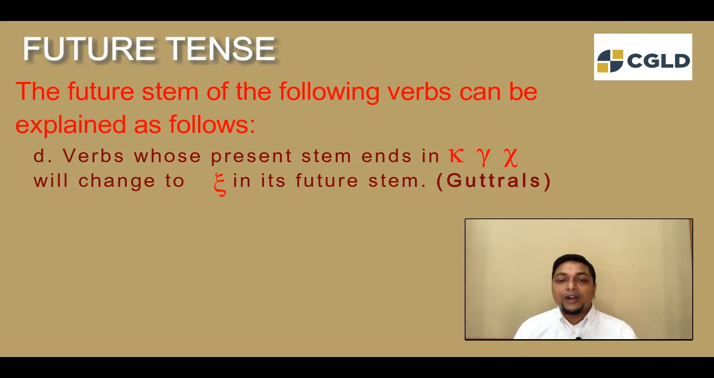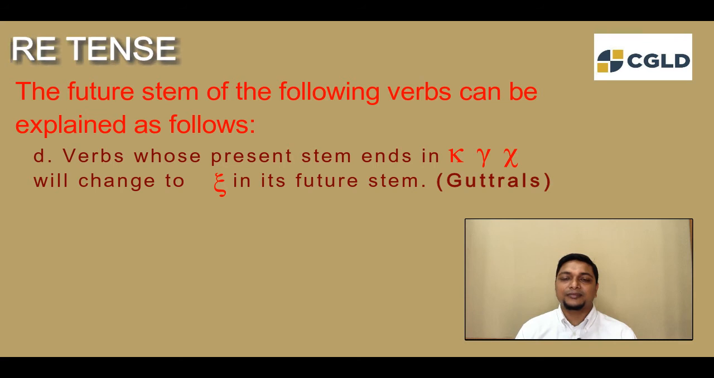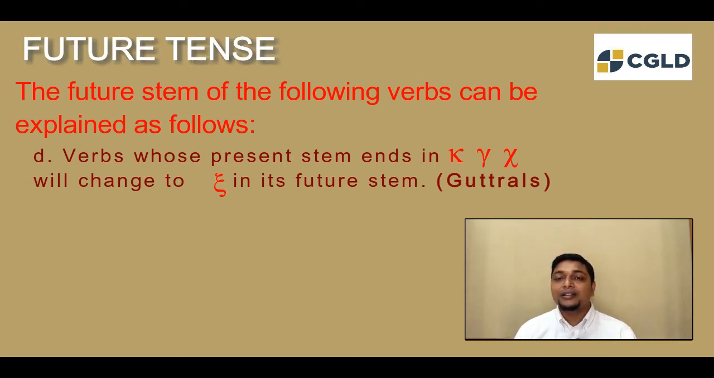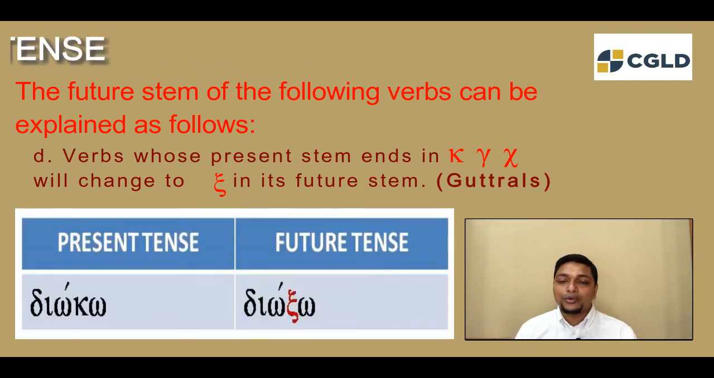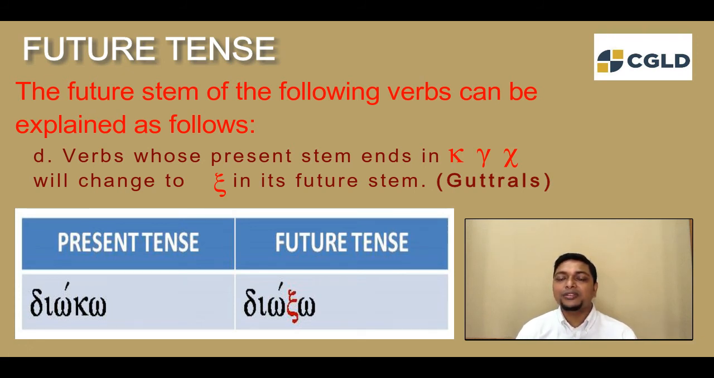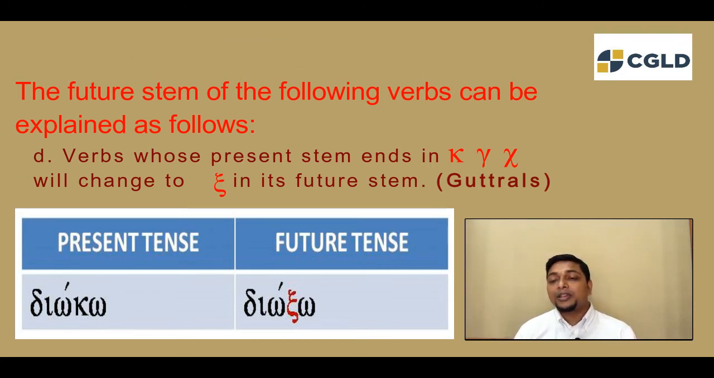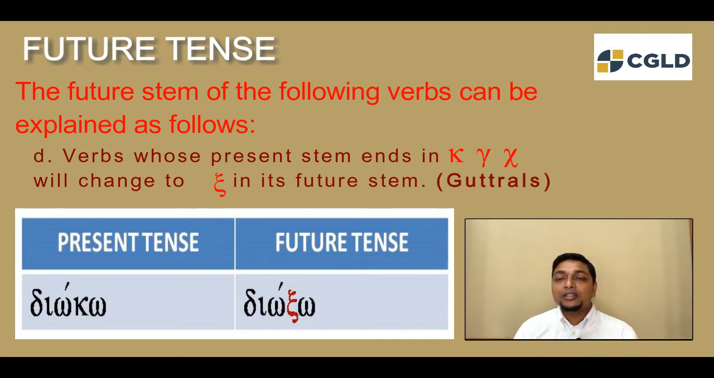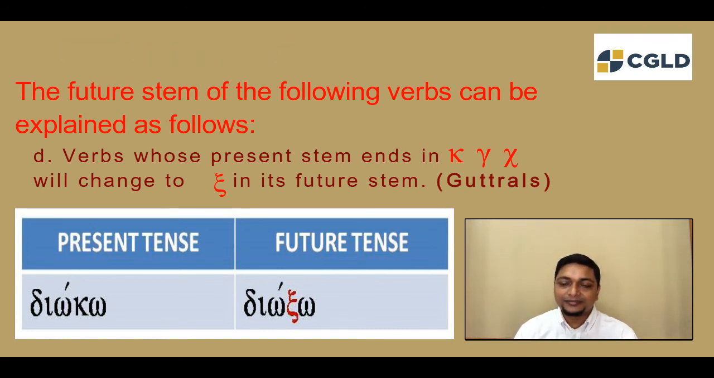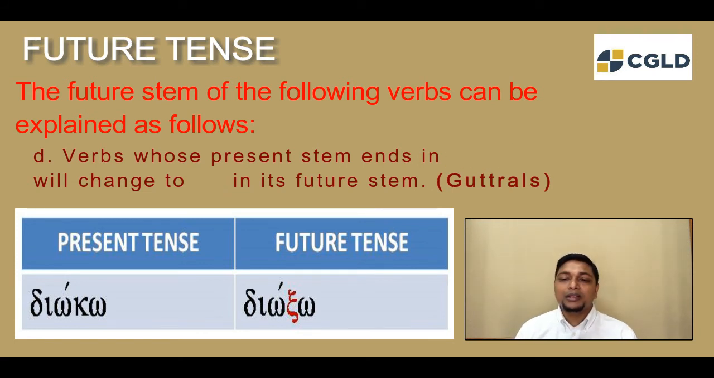Fourthly, verbs whose present stem ends in kappa, gamma, and chi will change to xi in the future stem. And these are called gutturals. For example, the word dioko in its present stem ends with the letter kappa. But when it appears in its future tense, in its future stem, the kappa will be replaced by a xi. So dioko in its future form will become dioxo.